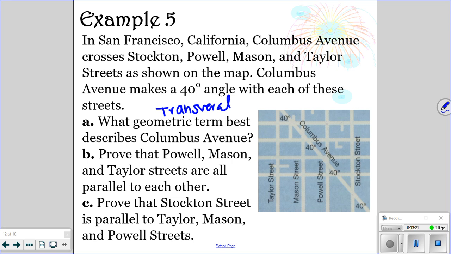And then Stockton is parallel to the other 3 streets because it also has a corresponding angle that is 40 degrees. And so for it, it's going to be parallel to the other 3 streets because of its corresponding congruent angle.